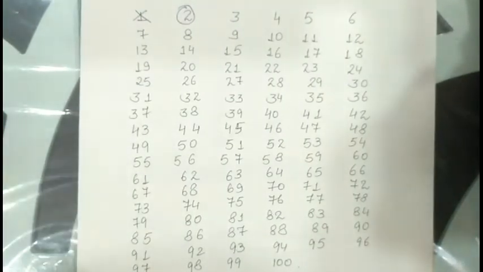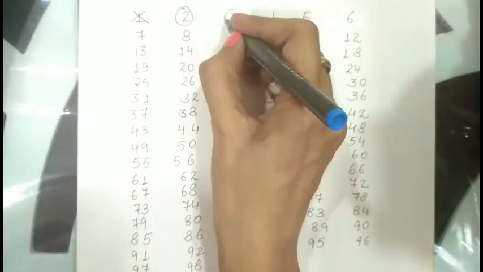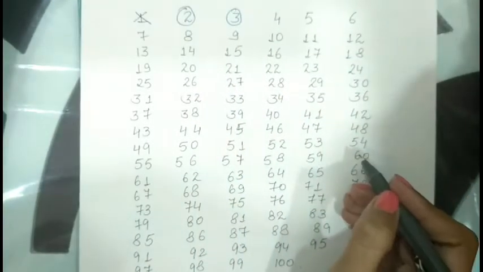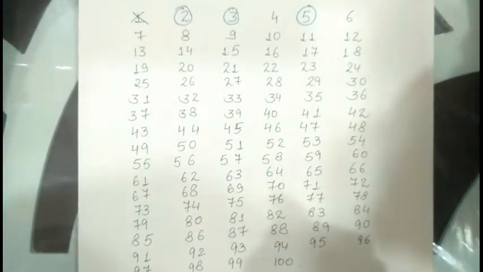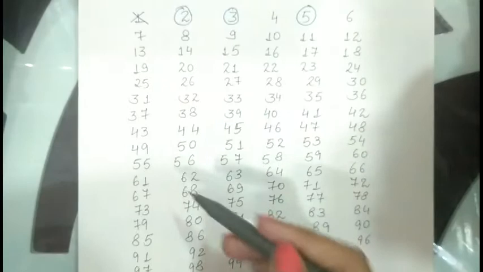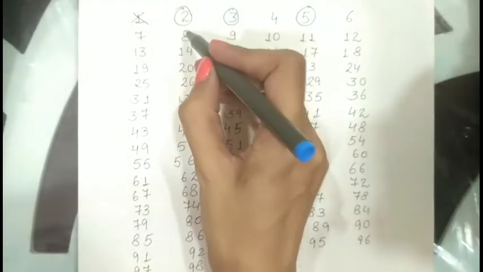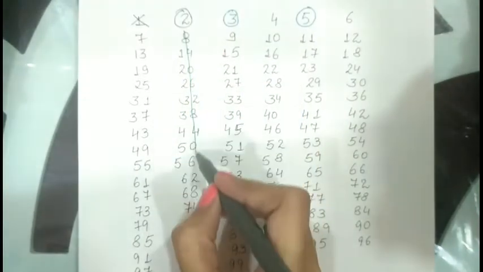And 3 is also a prime number. So I am going to circle 3 also. Next my prime number is 5. So you have to remember that 2, 3 and 5 are your prime numbers. Next observe the numbers that are written below 2. They are all divisible by 2, or we can say all these numbers appear in the table of 2. So these all are my composite numbers. I am going to cut them out.